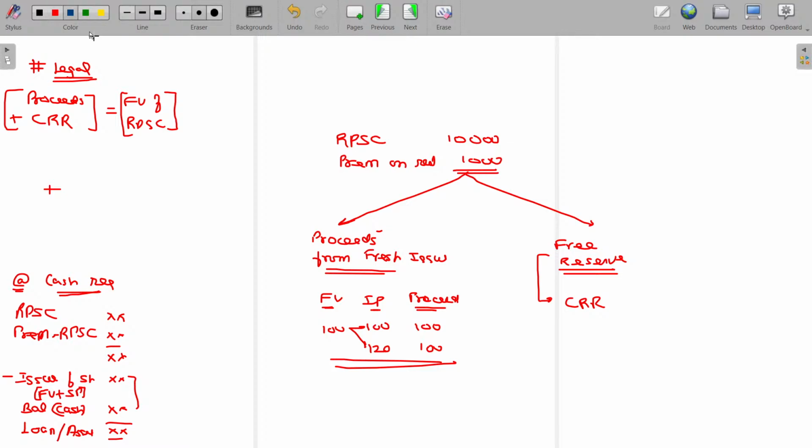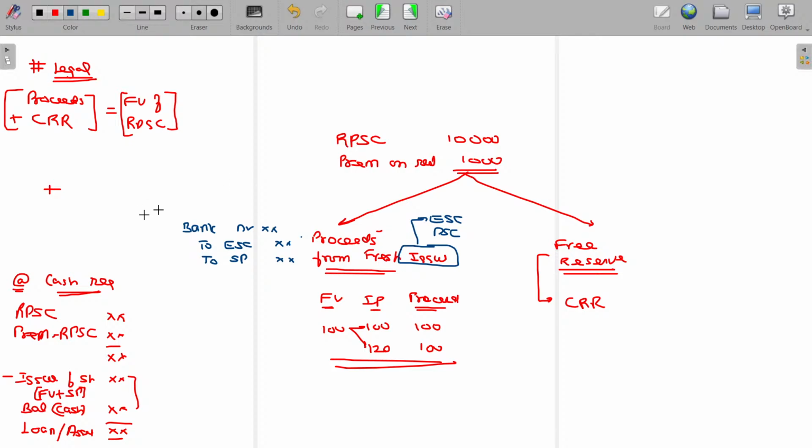How can you pass the entry to solve this? For issue, the journal entry is very simple. Bank account debit to equity share capital or preference share capital. Issue represents only equity share capital and preference share capital, and of course, including securities premium. This is the entry for the issue.